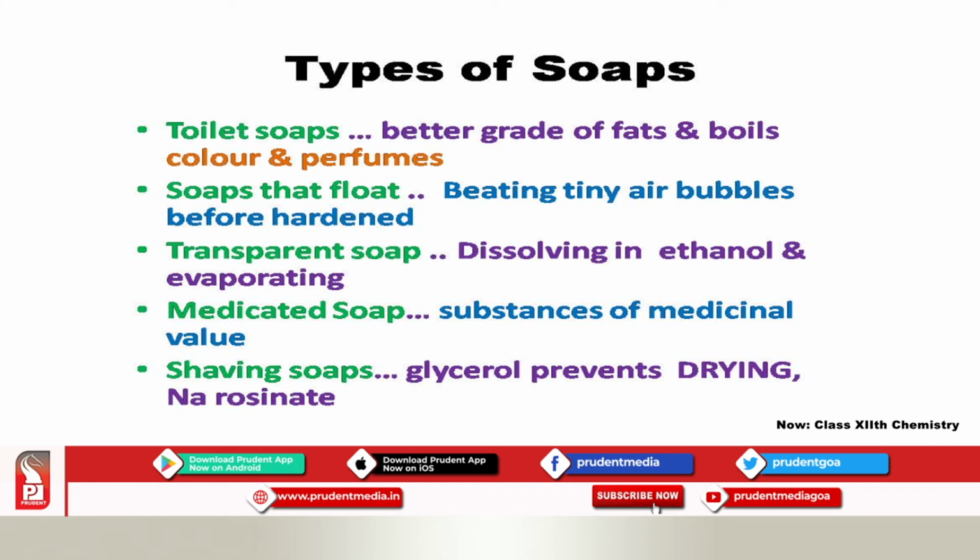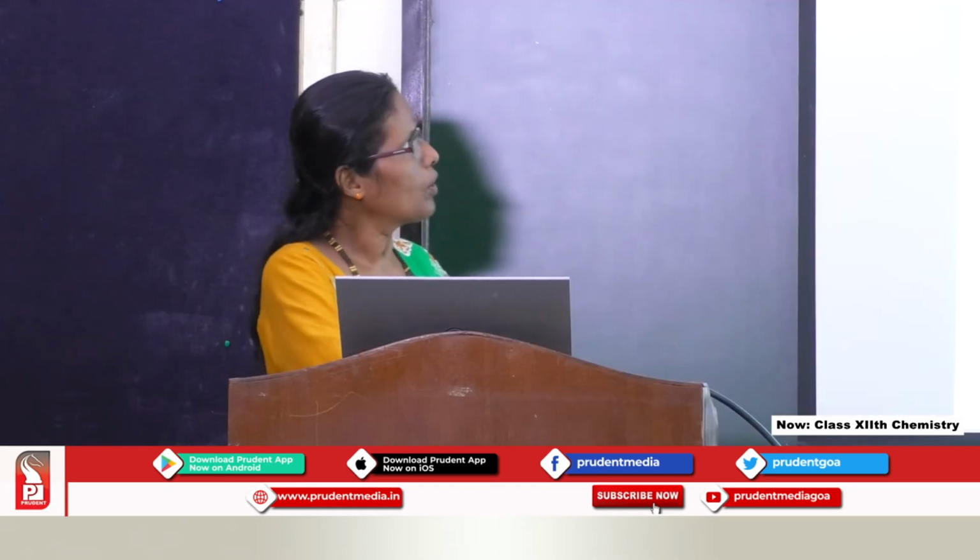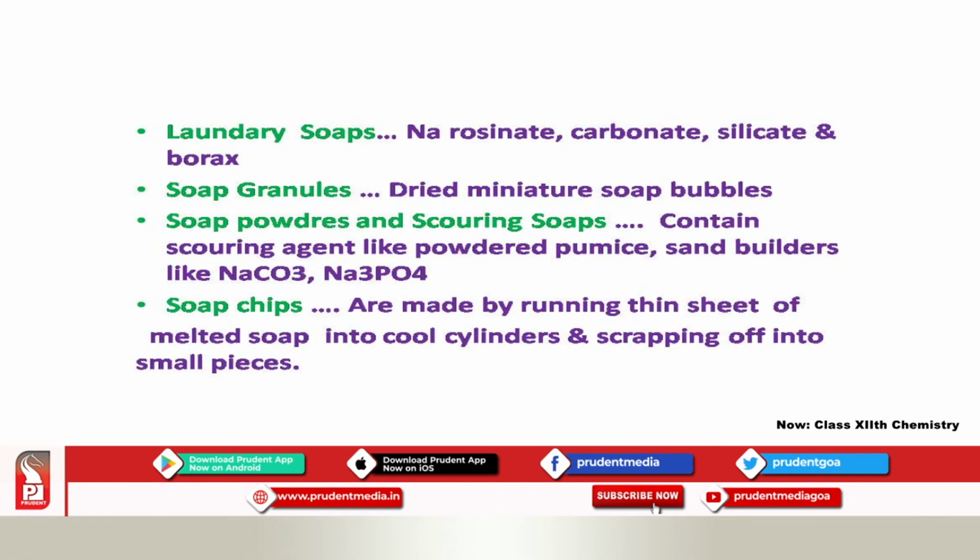These are obtained by dissolving in ethanol and then evaporating. Medicated soaps: we use tulsi, pudina, these types of substances in order to prepare these soaps. Shaving soaps: in this there is glycerol which is added, which will prevent drying, and sodium rosinate is also used, which will produce lather. Next we have laundry soaps, which contain sodium rosinate, carbonate, silicate and borax.